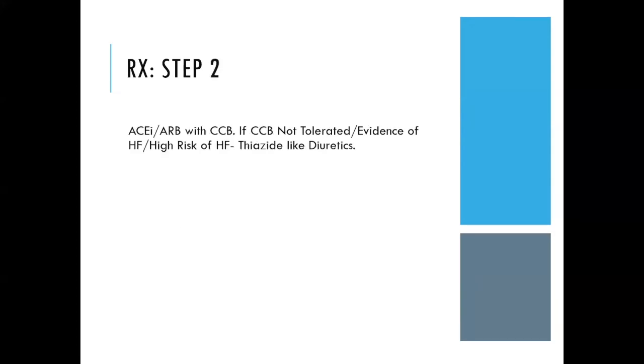Now, step 2. Many of the patients will not have blood pressure optimally controlled with step 1. In that case, it's very simple. You just add the other group. If they were already on ACE inhibitor or ARB, you just add a calcium channel blocker. If they were already on calcium channel blocker, you just add an ACE inhibitor or ARB. Again, if you're adding a calcium channel blocker, you need to see if they have high risk of heart failure or are already in heart failure. If they have, you give a thiazide-like diuretic rather than a calcium channel blocker.